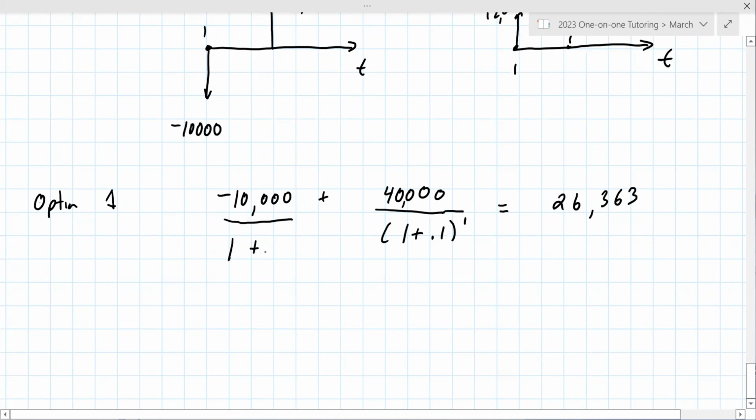The first one really has this 1 plus 0.1, but it's to the power of 0. And that's why it's never written, if you're wondering about that, because anything to the 0 power is 1, so that doesn't contribute on the bottom. Okay.